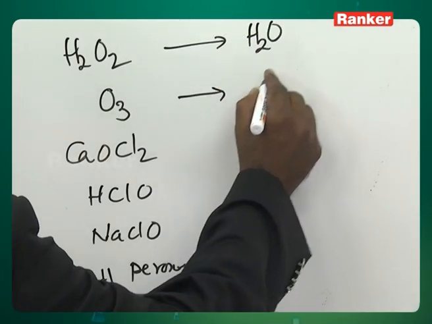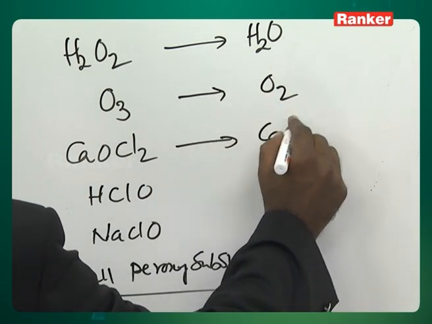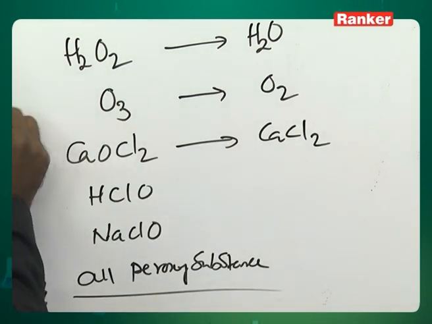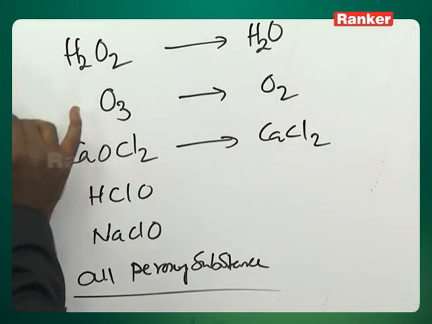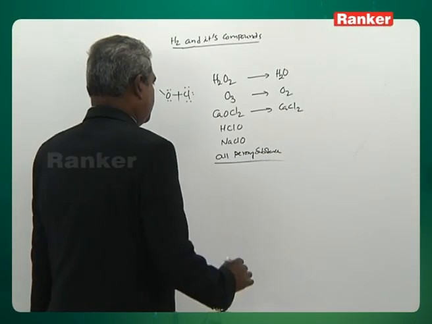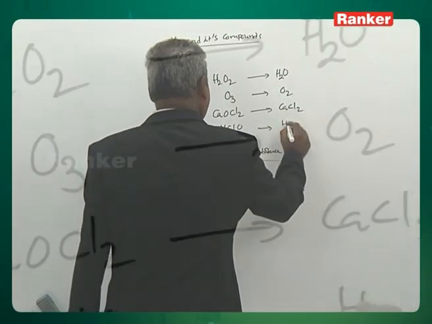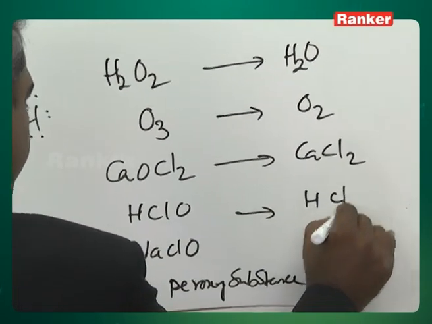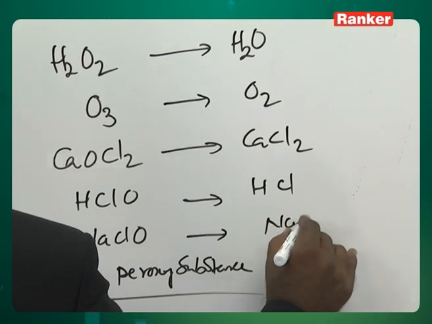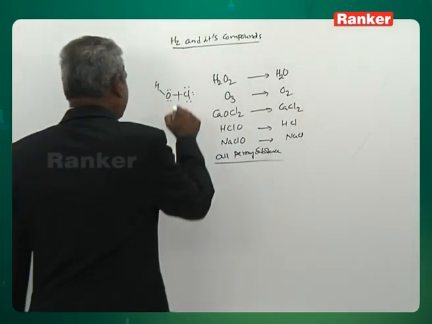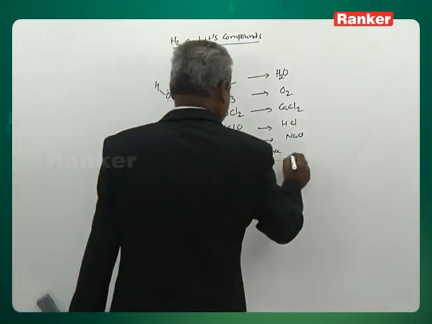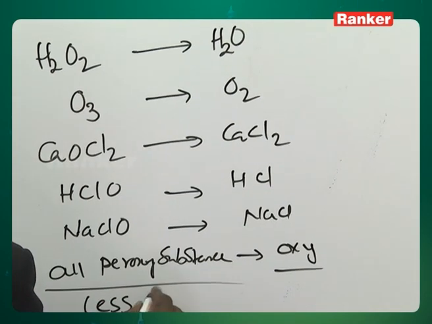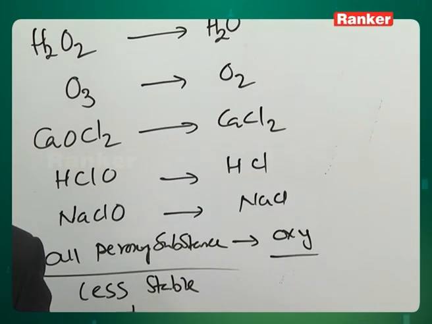O3 wants to become O2, CaOCl2 wants to become CaCl2. The reason, the O-Cl bond, once again, the same reason, 3 lone pairs, too much repulsion. HClO, this is HOCl, wants to become HCl, same reason. NaClO wants to become NaCl, once again the Cl-O bond is very, very weak. All peroxy substances want to become oxy substances. So these are all less stable due to that extra oxygen.